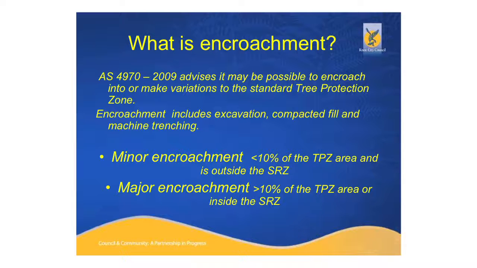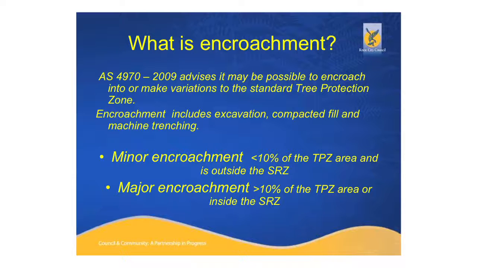A lot of arborists don't start at the tree protection zone and then look to see where the 10% is doable. A lot of them start right at the 10% mark and then want to encroach further. So we know the Australian Standard includes excavation, compaction, fill, and machine trenching as a definition of encroachment.